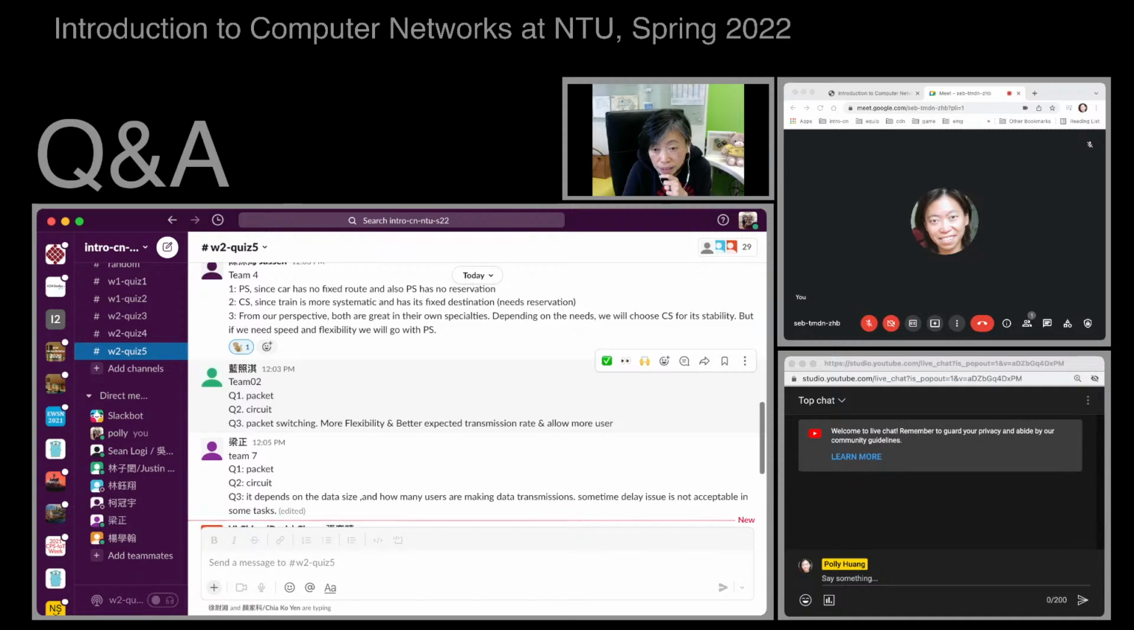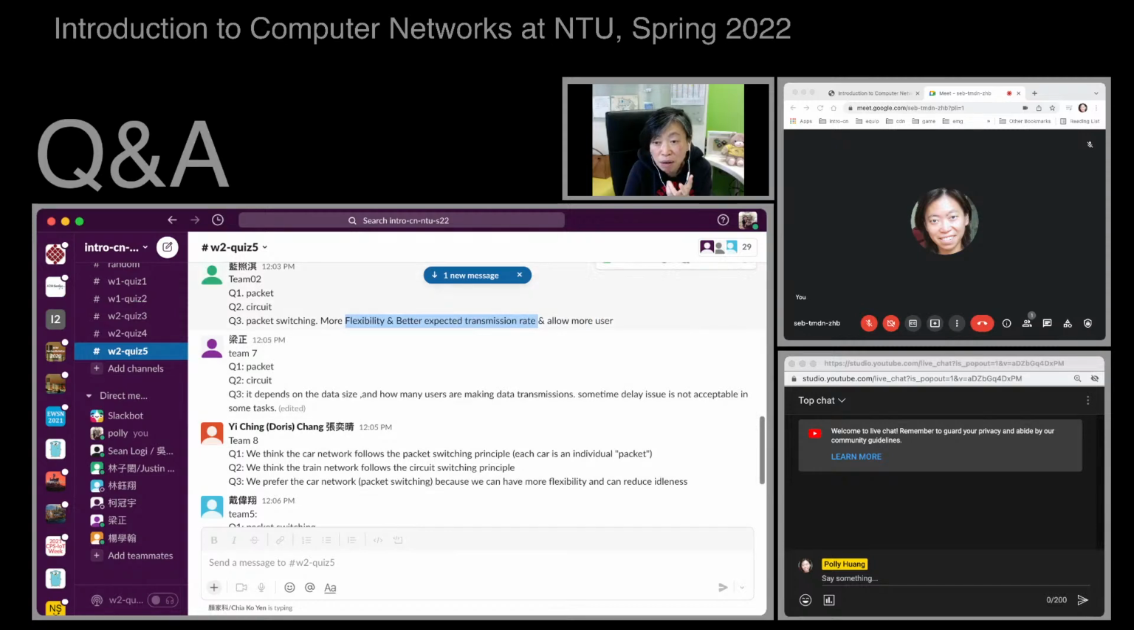All right, Zhao Qi representing Team 2. Packet switching, circuit switching. I like short answers as well. Team 2 prefers packet switching: more flexibility, a higher transmission rate potentially, shorter amount of time to receive a response, and allows more users, right? You see earlier we were trying to use an example to compare. With high probability, we allow more users.